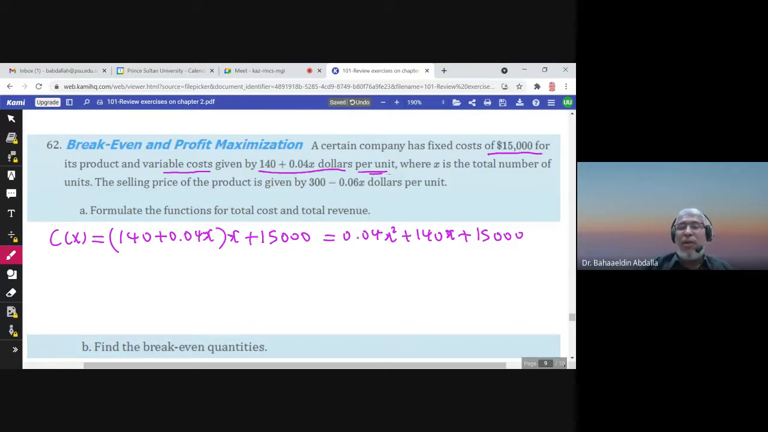The selling price is given by this. Notice the selling price has x in it, dollars per unit. So the definition of the revenue function is the price times x. So it's 300x minus 0.06x squared.